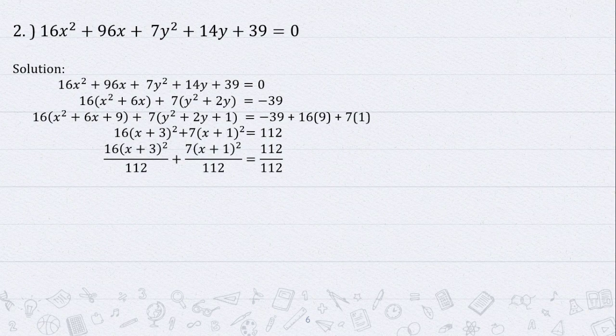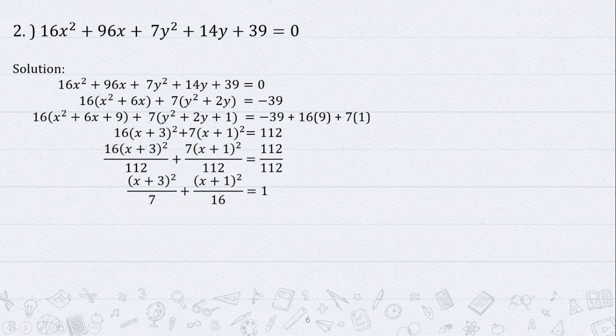The next step here is to divide all terms by 112 because the standard form of an ellipse has a right side equal to 1. So we have here 1 on our right side. Also remember that our numerators should only be the squared binomials. Therefore, we have to eliminate 16 in our first term and 7 in our second term.